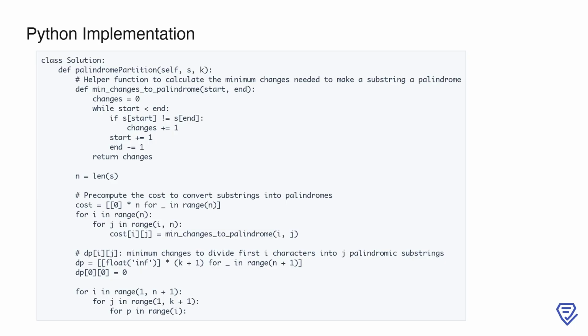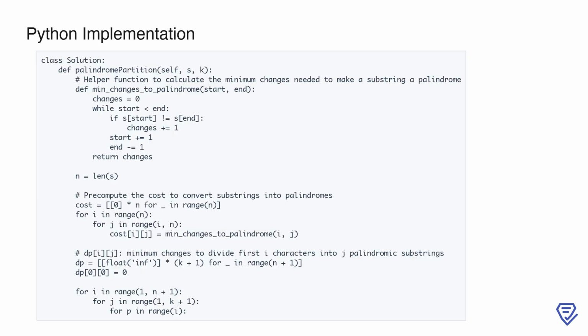Next, we calculate the length of the string S and store it in n. To optimize our solution, we pre-compute the cost of converting every possible substring of S into a palindrome. This is achieved using a 2D list called cost, where cost[i][j] stores the minimum changes required for the substring S[i..j+1]. We iterate over all possible start and end indices, and for each pair, we use the helper function to determine the cost of making that particular substring a palindrome. This pre-computation allows us to efficiently reference these values later in the dynamic programming solution.